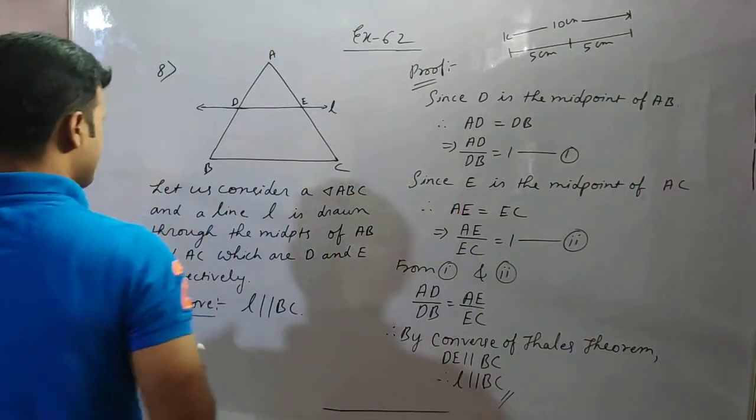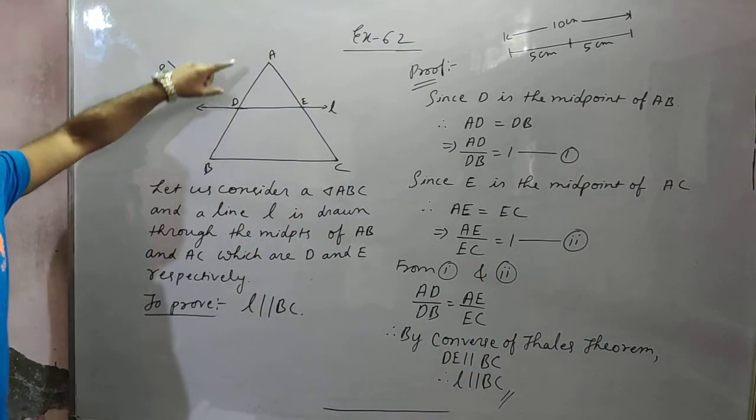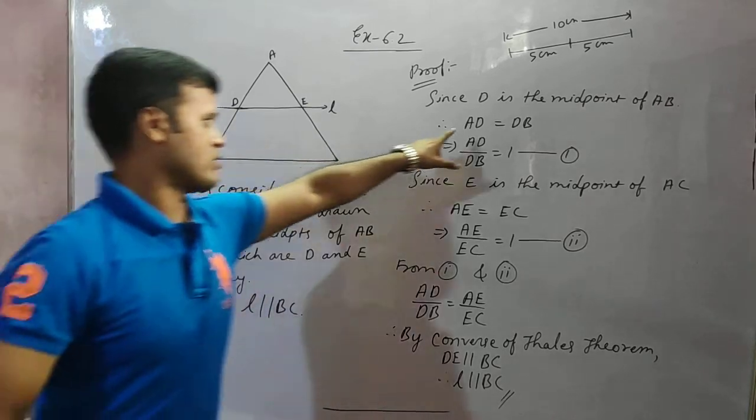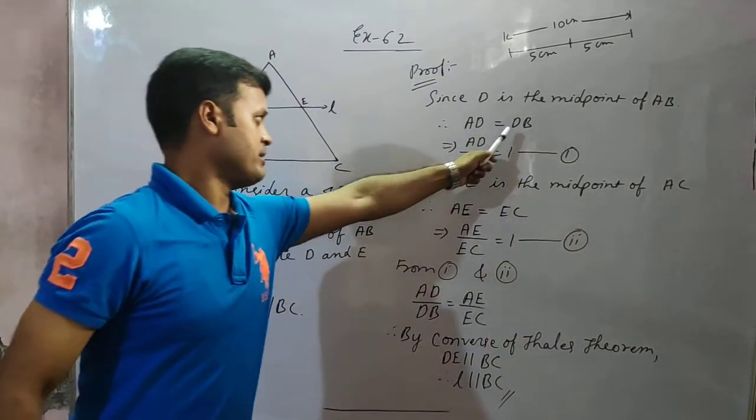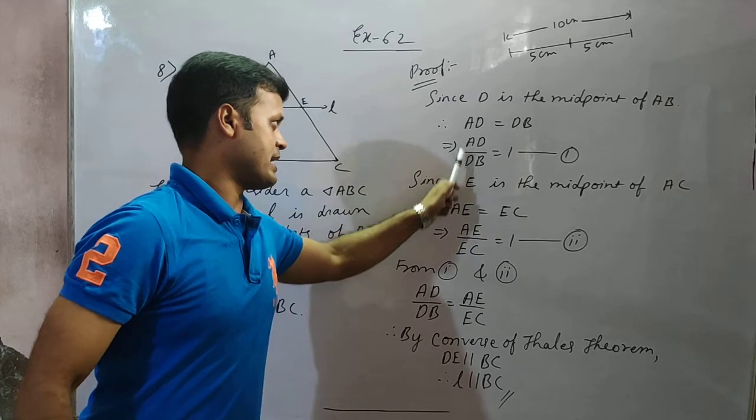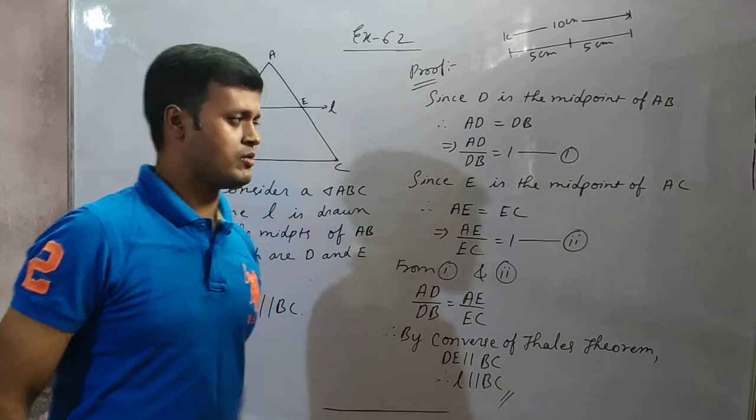So if D is the midpoint of AB, then AD will be equal to DB. I wrote AD equal to DB. Now if I bring DB to this side, then AD by DB will be equal to 1. Mark it number 1.